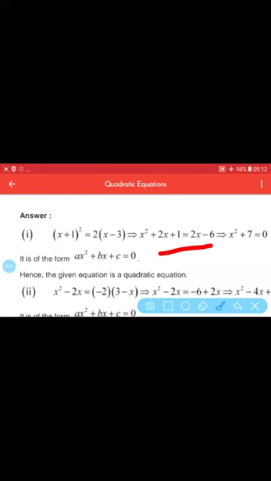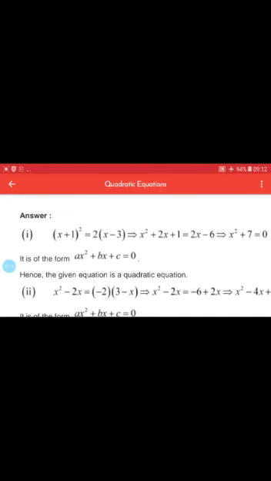So how can we write this one? x² will be as it is, 2x − 2x will cancel, and here that 1 and this 6 will come to this side, plus 6, so that becomes 7. So x² + 7 = 0. So it is of the form ax² + bx + c = 0. At the place of bx, what can we write? 0 into x. Is that okay? So we can say that the given equation is a quadratic equation.